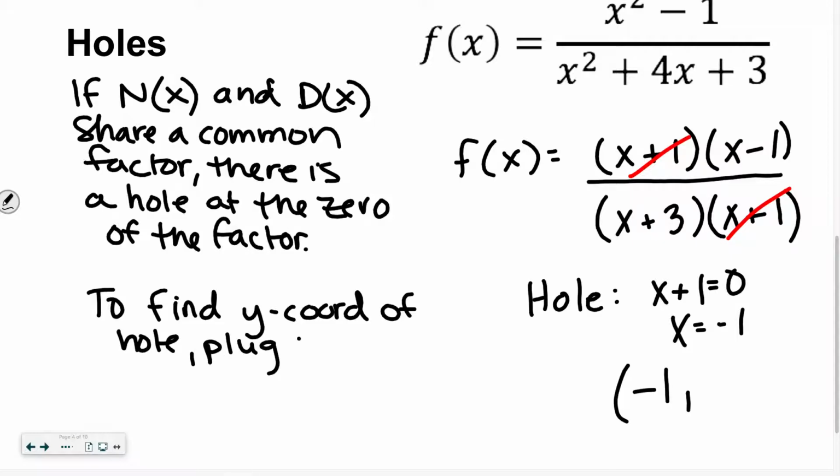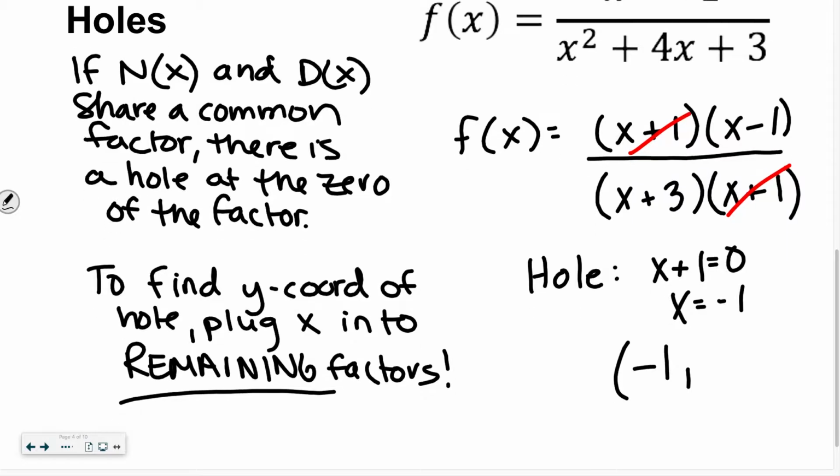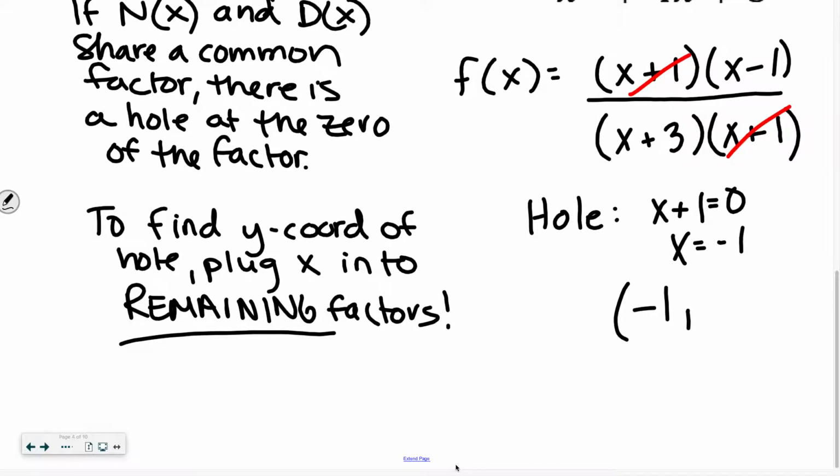To find the y-coordinate of your hole, plug x into your remaining factors. Find the y-coordinate of the hole. So we really want to pinpoint exactly where this hole is, so it's going to line up with the rest of my graph.